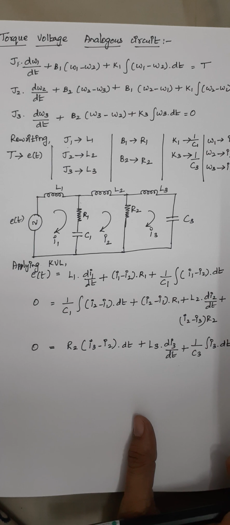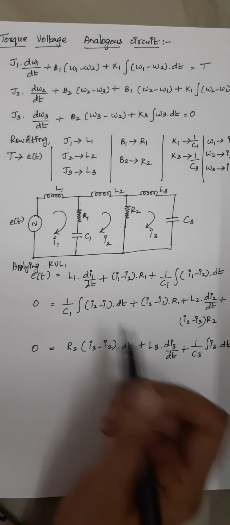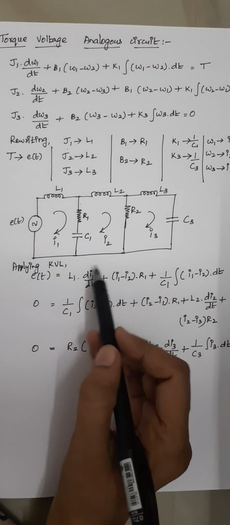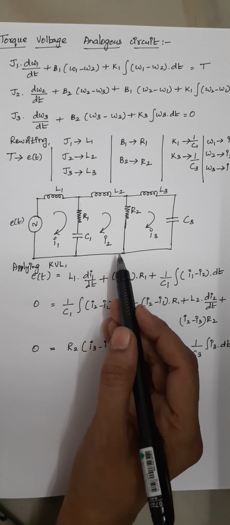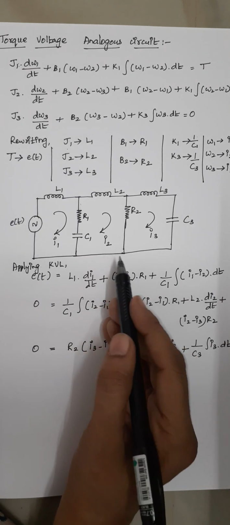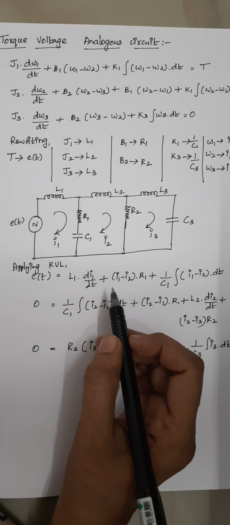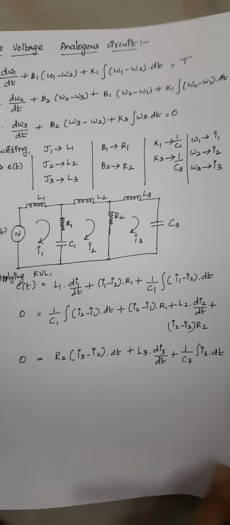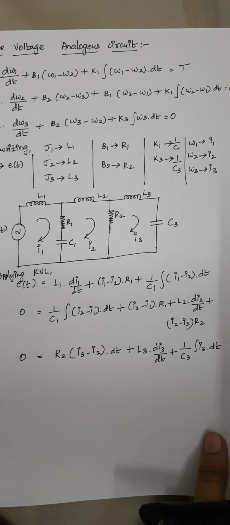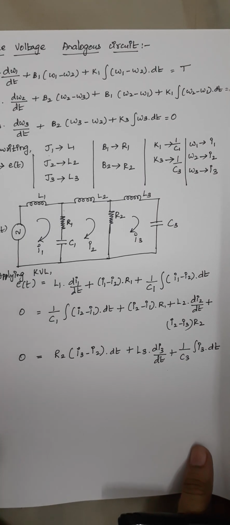So to draw this torque current analogous circuit, again I am going to consider this same diagram. From this diagram, I will tell you a simple trick how to draw the torque current analogous circuit. Right. So the thing is, again I am going to redraw this diagram.